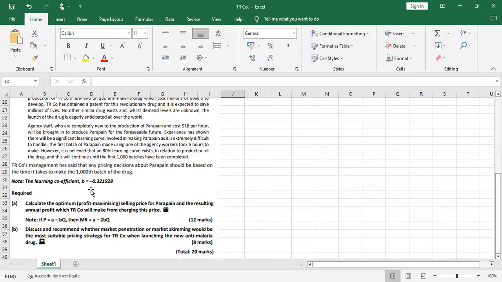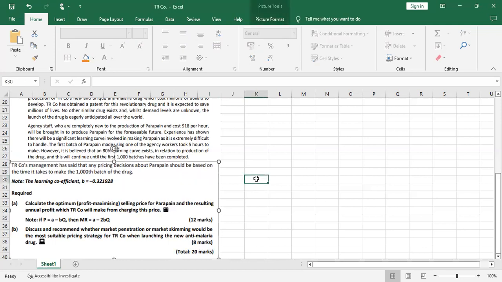The learning coefficient B is minus 0.321928. This time the learning curve index or learning coefficient is provided in the question. It is basically B, which we used to calculate, where B is equal to log of learning curve divided by log of 2. But now you don't need to do this. There is no need to calculate log of 0.8 divided by log of 2, because you are provided with this value of B.